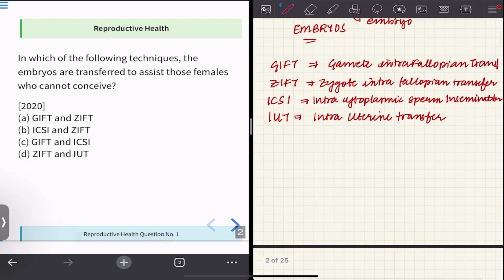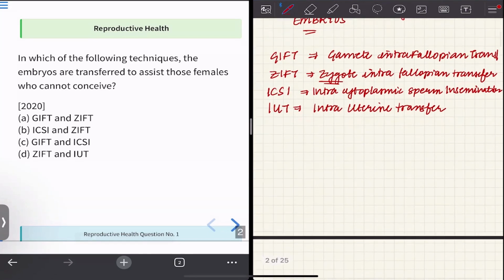In GIFT, there is a transfer of gamete. It can be either sperm or ovum. In ZIFT, for example, you might have heard about test tube baby. So it is like that. In external in vitro, we are doing the process of fertilization where we are placing the ovum and sperm in contact. Fertilization takes place, and then the zygote is transferred into the fallopian tube of the female who wants to conceive. In ICSI, we take an ovum and sperm is inseminated into it, and IUT is intrauterine transfer.